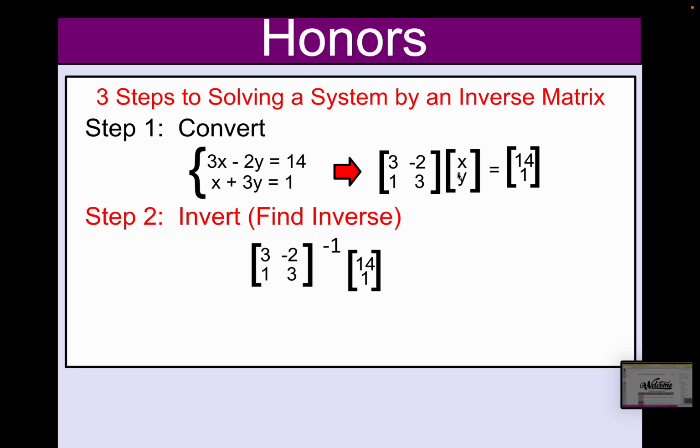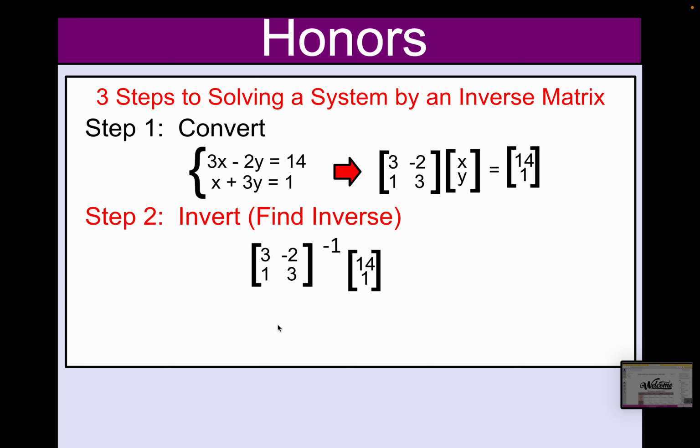This matrix here never changes. It's always x and y. Hopefully you guys can see my cursor. See it moving around. And then this answer matrix over here, 14 and 1, right? That's your constants from your system of equations. So we set all that up. So that is convert. We're converting it to a matrix equation. Then we're going to invert. We're going to find the inverse.